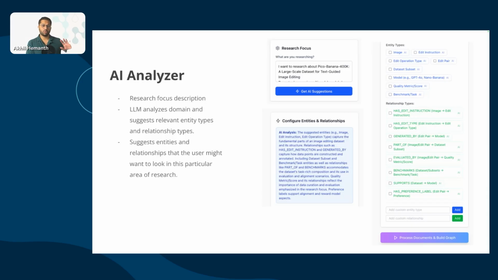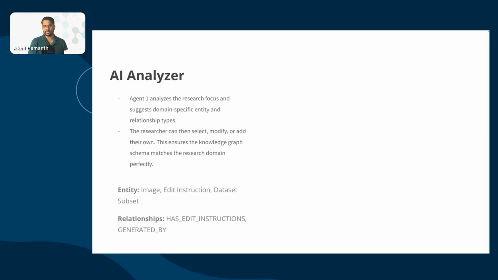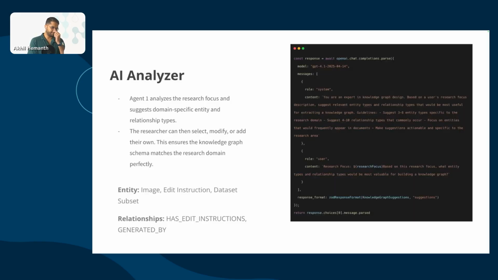So now that we have put in the data, and we have also gotten the entity types and relationships, some of them suggested by AI, some by the user, we go on to the next step. But before that, just to give a code snippet of what the agent looks like. We're doing the parsing function for the OpenAI's API, where the output is going to be a JSON output, and that is defined with Zod.